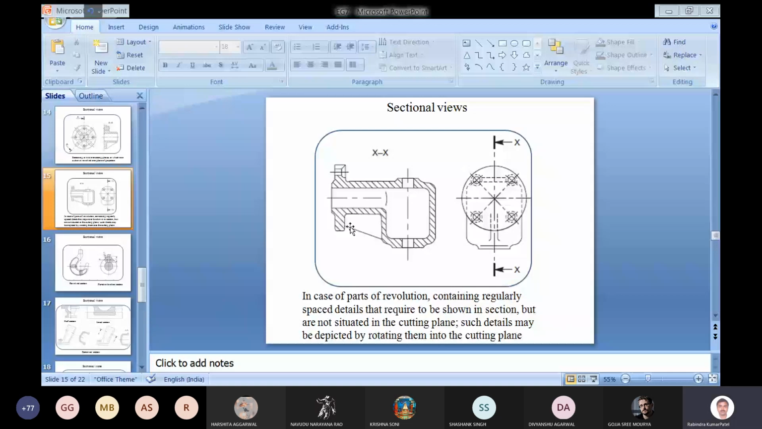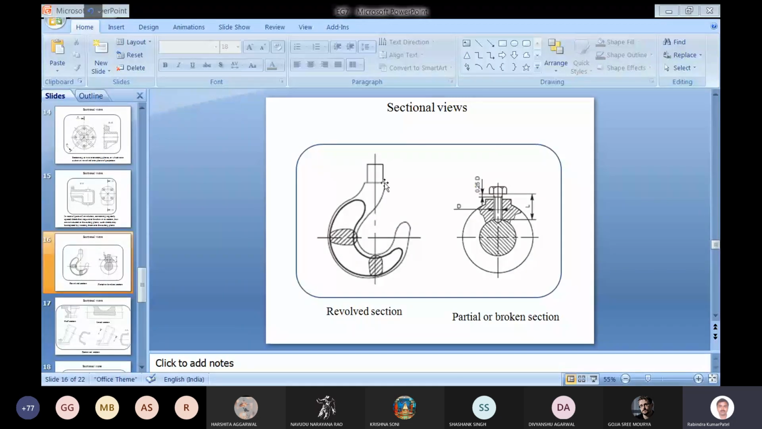There is another type of section which is called a revolved section. There is a hook shown here. In this, there are two places where a section has been shown. The cross section has been shown here, and the hatching lines are shown. Similarly, at different locations it has different sections, so we can show the different sections by revolving them over the view. In the view only we can draw the sectional part or sections at different locations.